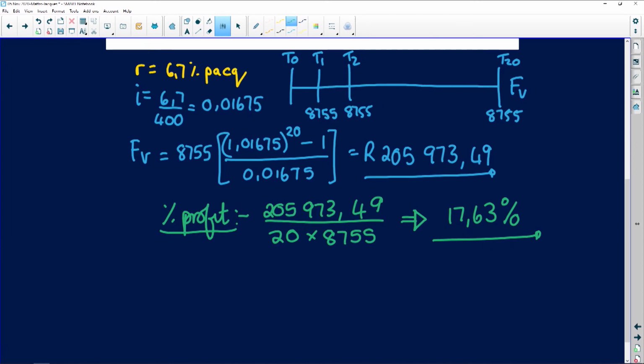So she's made a 17.63% profit with this investment. Now the second half of the question is also interesting.